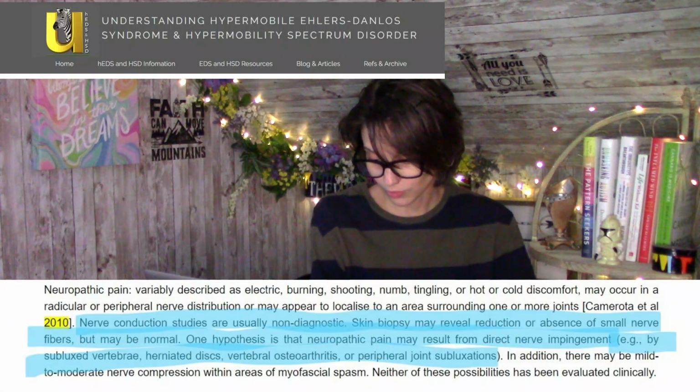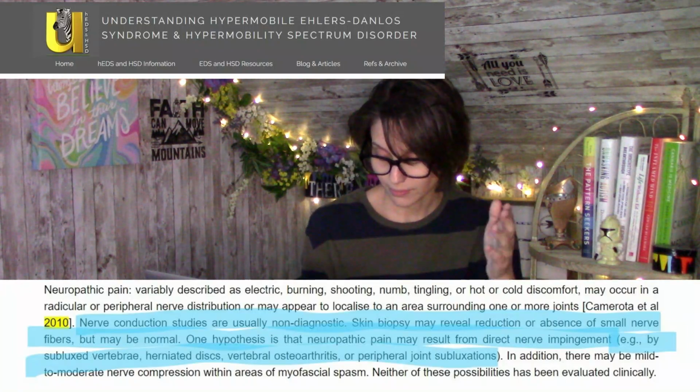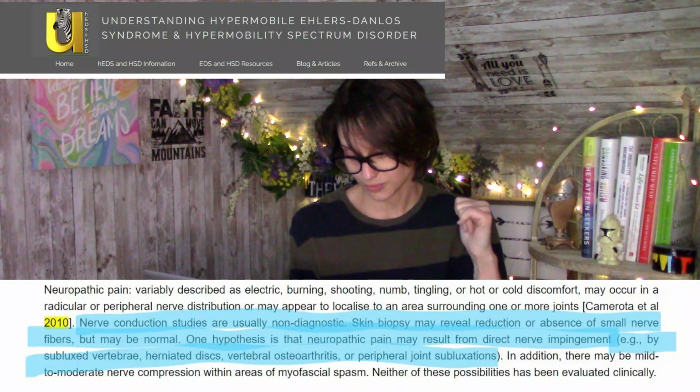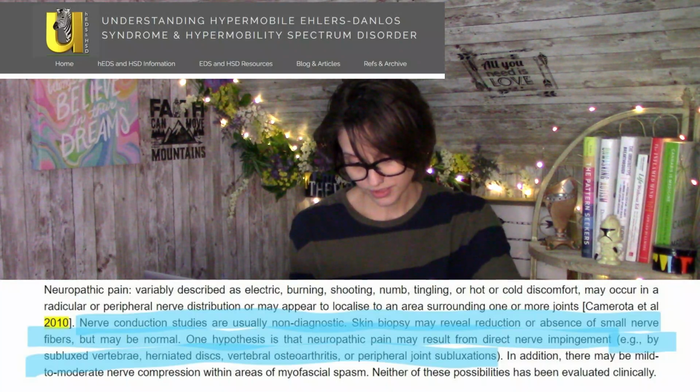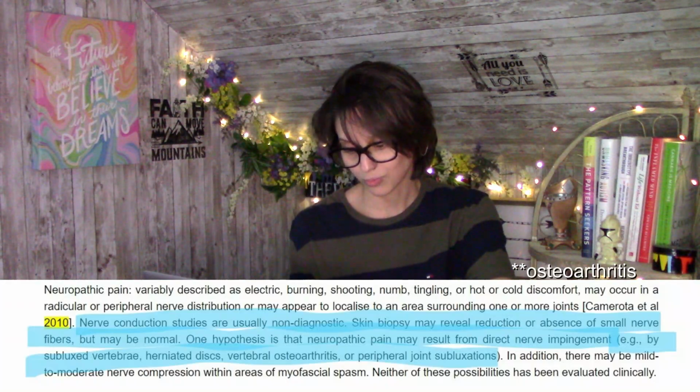May be normal. One hypothesis is the neuropathic pain may result from direct nerve impingement by sublux vertebrae, herniated discs, vertebral osteoarthritis, or peripheral joint subluxations. So peripheral joint subluxations is your shoulders, elbows, wrists, hips, knees, ankles. That's two sentences. Anterior dislocations.